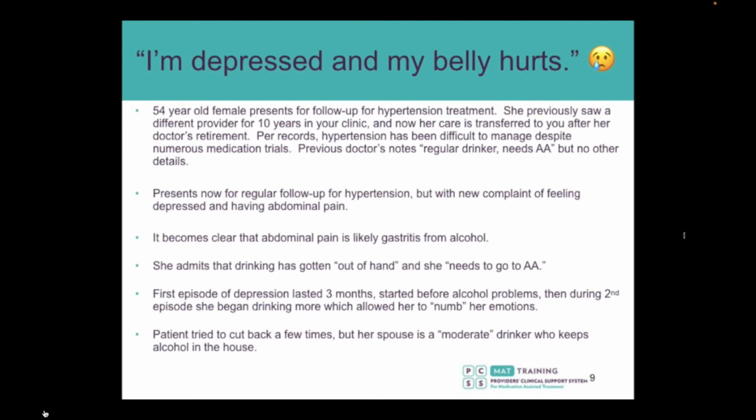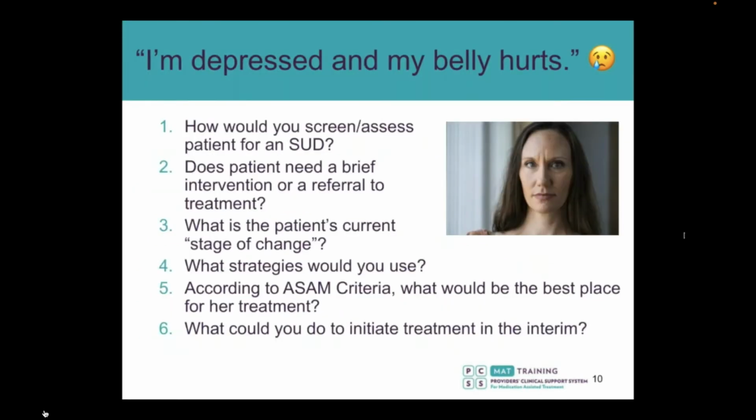Her first episode of depression lasted about 3 months, started before she had any problems with alcohol, and then during the second episode, she began drinking more, which allowed her to quote-unquote numb her emotions. She tried to cut back a few times, but her spouse is a moderate drinker who also keeps alcohol in the house. So again, we'll consider these questions as we go through the module.